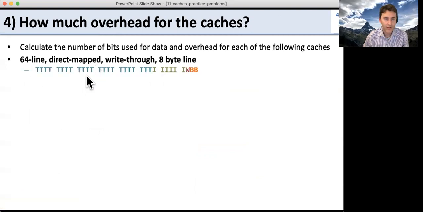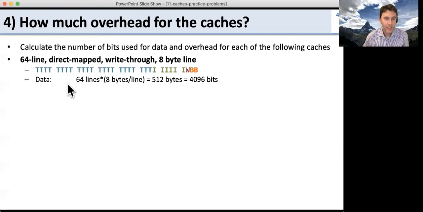Okay, so let's calculate this first one. So here's how it's set up. This is what we have for how many tag bits we have. So our data, in this cache, we have 64 lines. Each line has 8 bytes per line. So that's 512 bytes, or 4,096 bits of data. So this is the data we're storing in our cache.